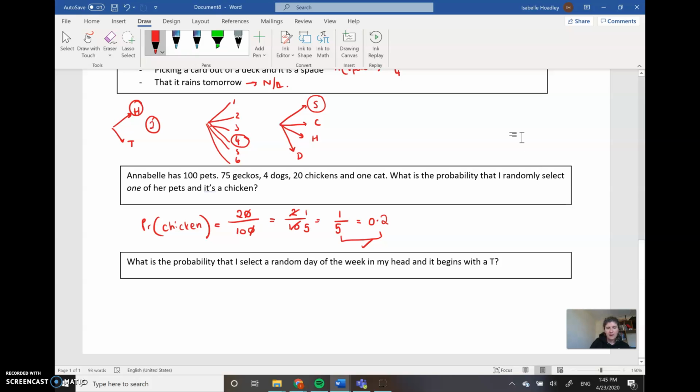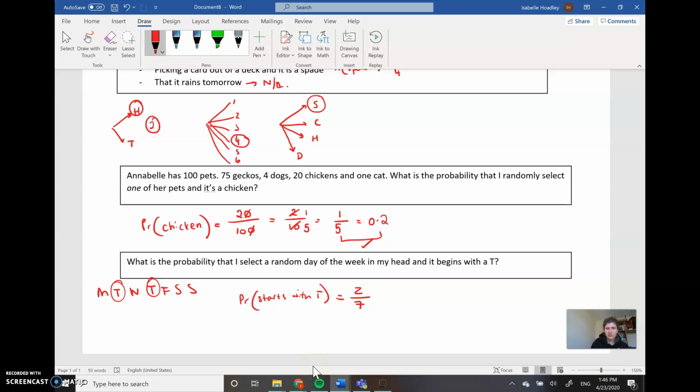Okay, so either of those answers are perfect. All right, last question. What is the probability that I select a random day of the week in my head and it begins with a T? All right, well, what are our days of the week? We've got Monday, Tuesday, Wednesday, Thursday, Friday, Saturday, Sunday. So there's 2 days that begin with T. So probability starts with T equals 2 out of 7.